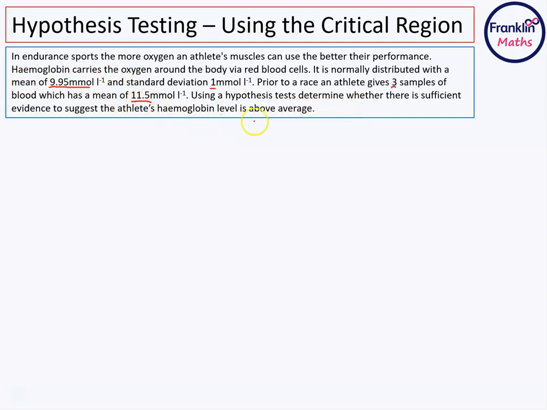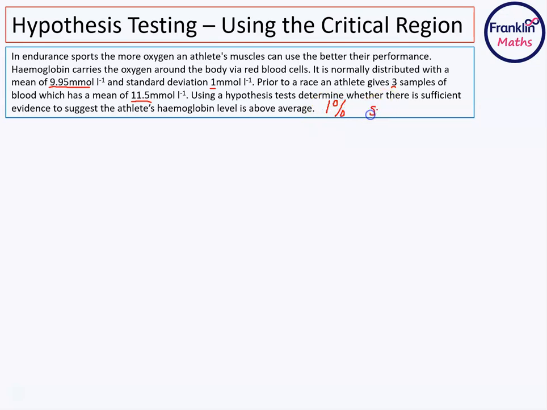And we're going to test whether there's sufficient evidence to suggest whether the level is above average. Remember, what we do with a hypothesis, we can't say for sure whether this athlete is cheating. We're just going to say there's evidence to suggest it's how far it's away from the mean. Now, the only thing this question is missing is a significance level. So I'm going to put a 1% level on this one.